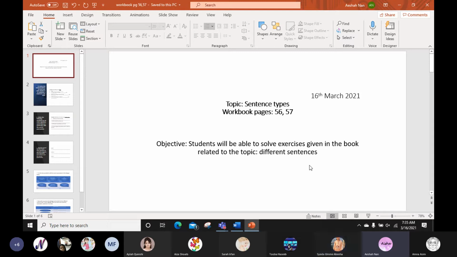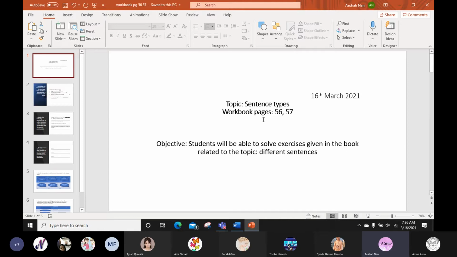And we are going to do sentence types. Okay, what is a sentence? A sentence is a group of words that make sense. Okay, and how many types of sentence have we learned? Four types. And what are they, girls? I want you all to please participate. A statement, order, question, exclamation. Good.